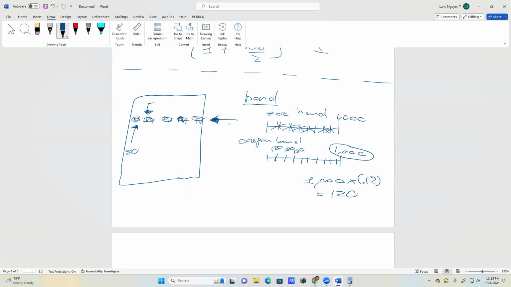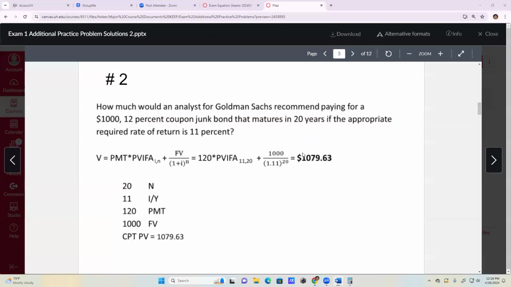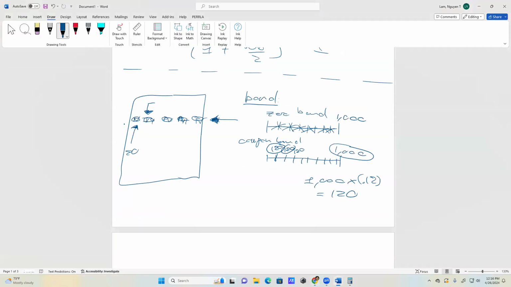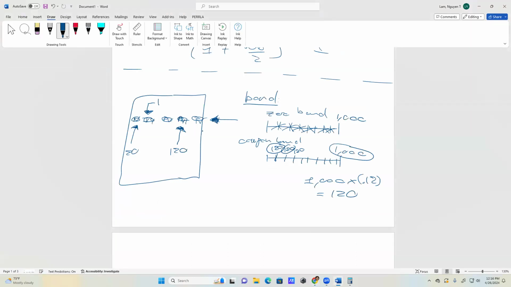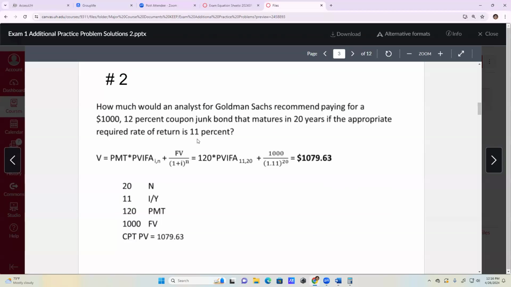Okay. So now you know that this is the payment, right? So the trick here is the payment is not given to you. They usually give you the percentage of the coupon bond. So you have to know how to multiply the 12% with 1,000 to get a payment, right? And where do you put that payment? You're going to put it here. 120, all right? 20 years, we already know that. This is 11%, right? 11% is going to go here.